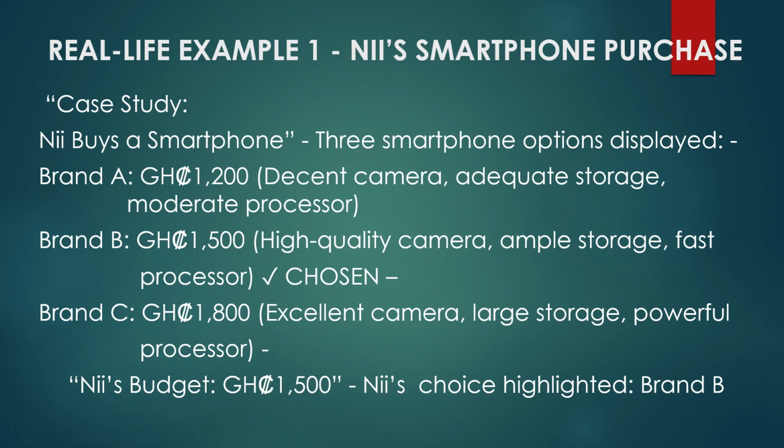Don't forget that Ni has 1,005. Brand B costs 1,005 Ghana cedis. It has a high quality camera, which is better than A, ample storage, and a fast processor. This is exactly at Ni's budget.